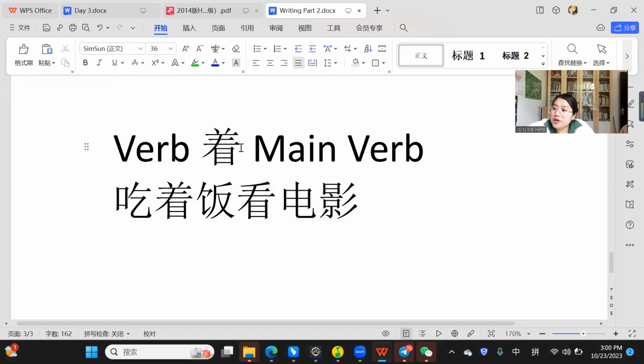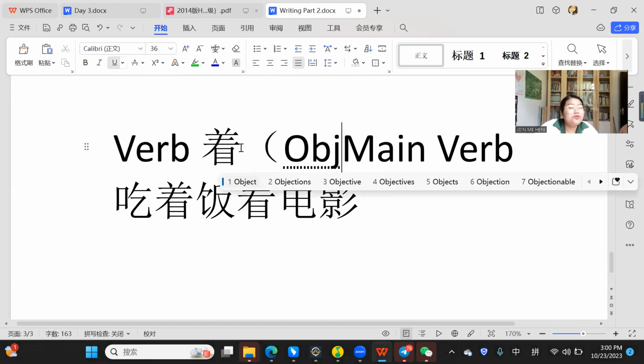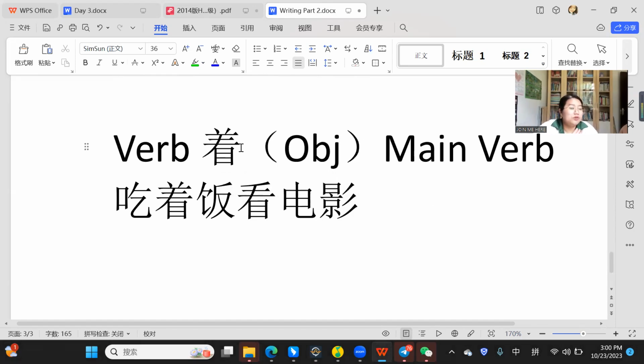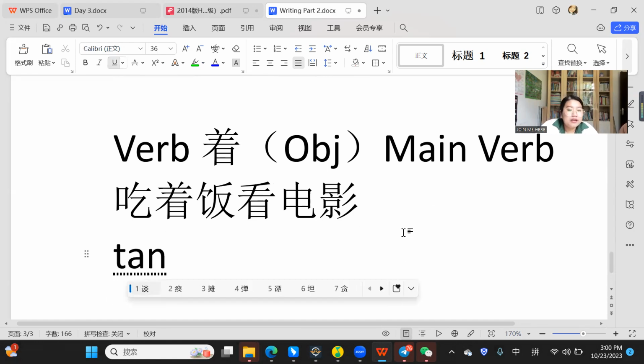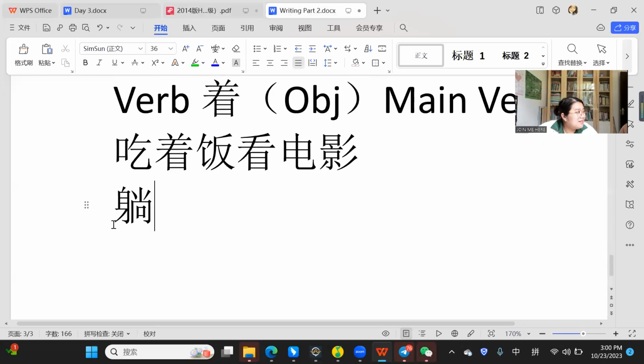So in here we can also put an object if we need. If we don't need, we don't need to put one. So in here we see 躺着, this one, right? It's like lying, right? Lying. Okay. But you remember, you know it, right? Yes. So in here we see the girl is reading a book, right?